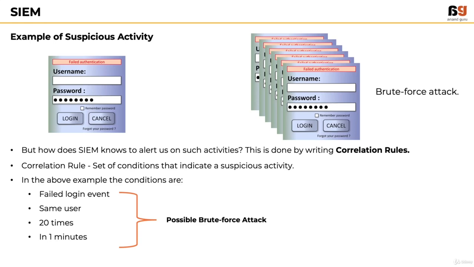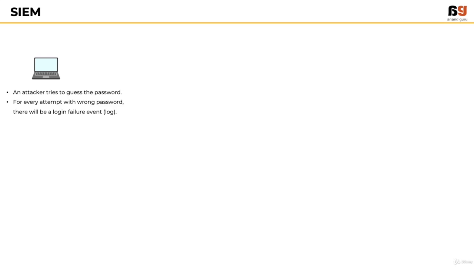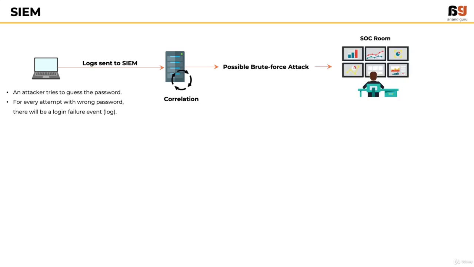Let's understand how exactly this happens. When an attacker tries to guess the password, every failed login attempt will generate a log. These logs are sent to SIEM. In SIEM, these logs are correlated and an alert named possible brute force attack is triggered and sent to the SOC room, which will appear on the wall monitors.